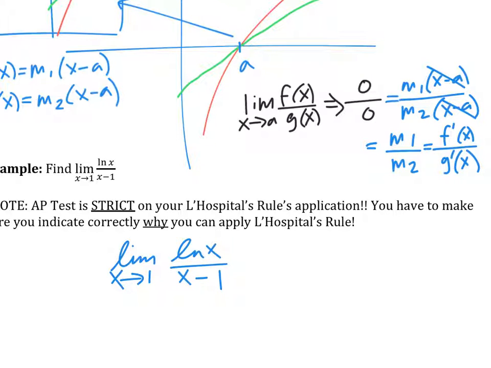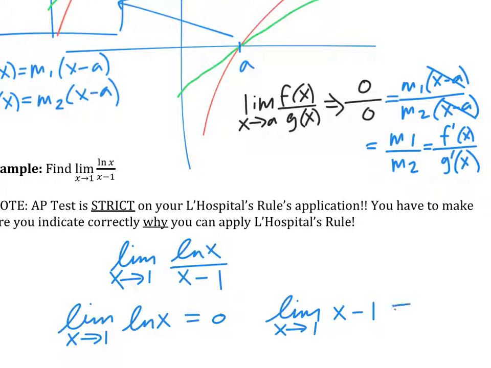We can do a mental check: if I put in 1 in natural log x, what do I get? 0. And x minus 1, so 1 minus 1 is 0. So we know it's going to be 0 over 0. Now, if you want to use L'Hopital's rule, you have to write it all out. The limit as x goes to 1 of natural log x is 0. The limit as x goes to 1 of x minus 1 is 0. So basically, I'm finding the limit of the numerator and the denominator.